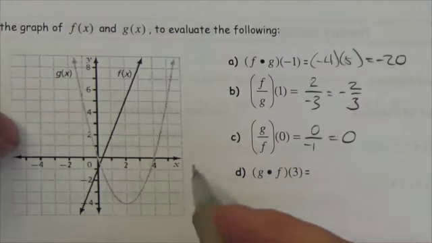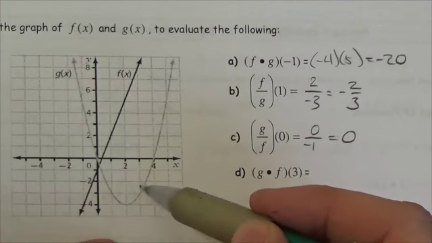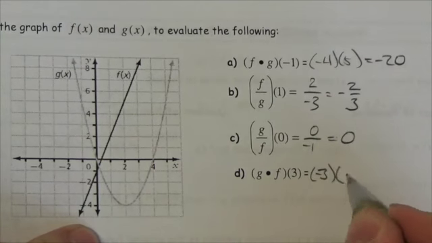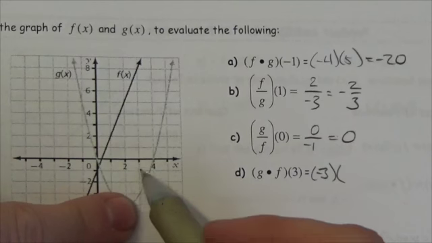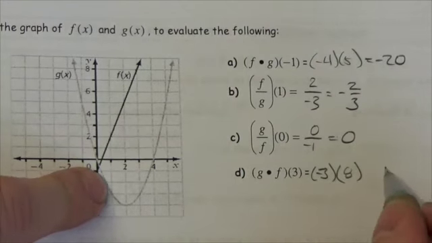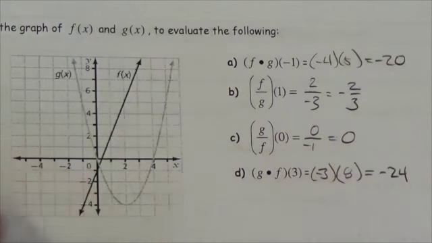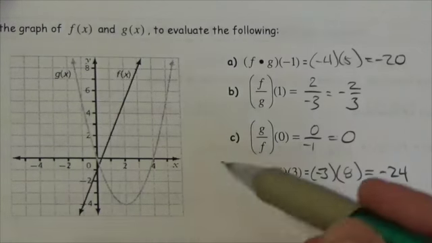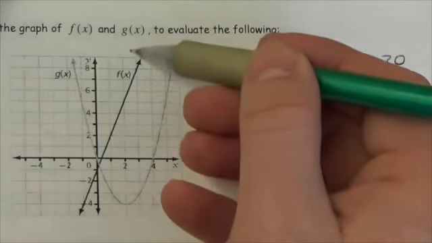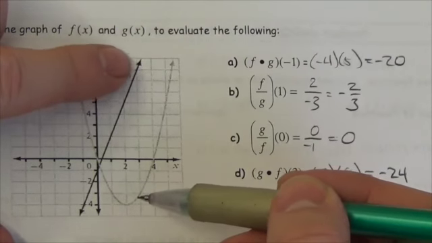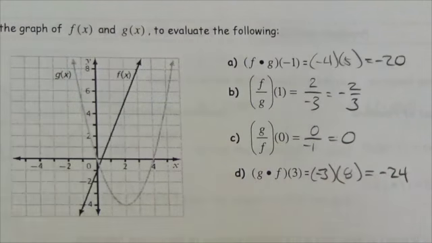G times f of 3, okay, well g at 3, here's 3. G at 3 looks to be negative 3. F of 3, right up there, looks like 8. So negative 3 times 8 is going to be negative 24. So again, and I hope you're seeing the pattern here, I'm using my x coordinates, I'm going along that vertical line here, and I'm just picking the two y coordinates that correspond to the two functions and either multiplying or dividing them the way I'm told to.